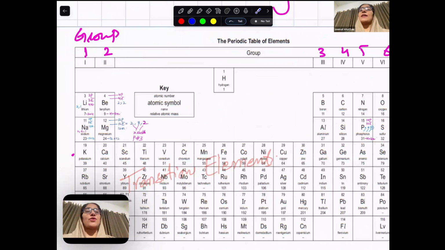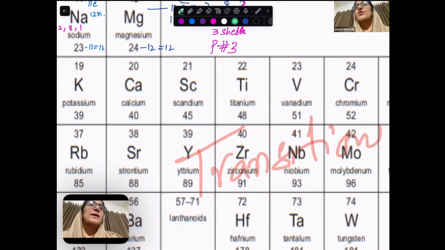If I do it for calcium, how will you do it? 20 protons, 20 electrons, 40 minus 20, 20 neutrons. So 2 electrons in the first shell, 8 in the second shell, 8 in the third shell, and 2. How many electrons in the last shell? 2. Group number is 2. But how many shells? 4 shells. Period number is 4.